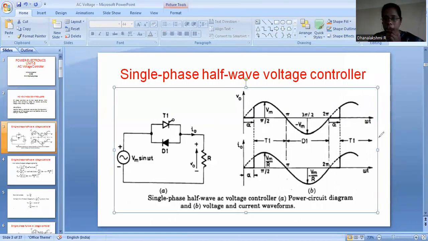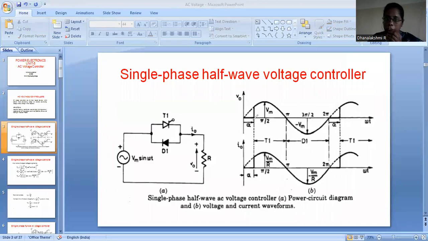Right, so we can see that here, up to alpha to 2 pi. Yes, we have to take the waveform from alpha to 2 pi, because the waveform is getting symmetrical only after 2 pi, not before that. So we should be very careful in that, right?